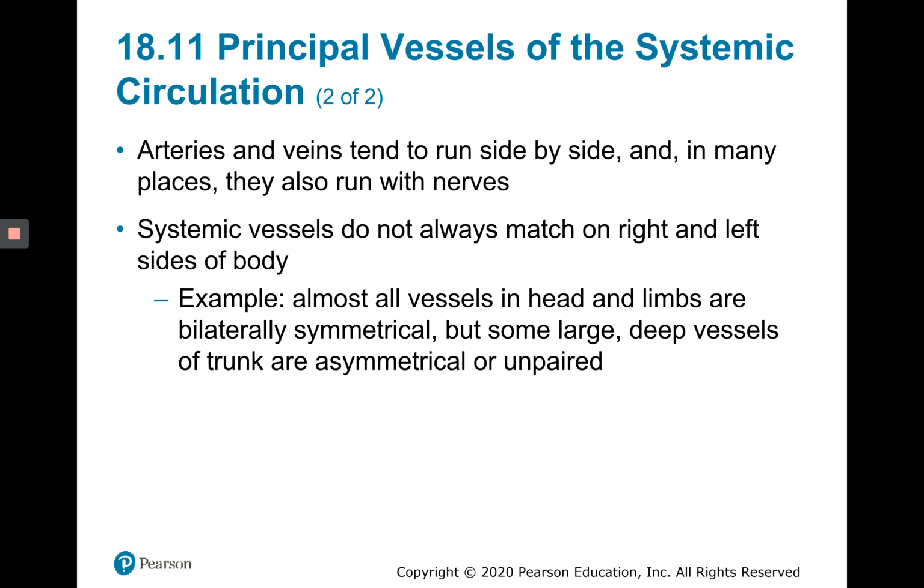Some general facts here: arteries and veins tend to run side by side, and in many places they also run with nerves. So you would see that an artery and a nerve, for example, might be wrapped in a similar kind of connective tissue membrane to hold it in place. But a lot of systemic blood vessels don't always match on the right and left side of the body, because a great example there would be almost all vessels in the head and the limbs are bilaterally symmetrical, but some large, deep vessels of the trunk are asymmetrical or even unpaired.